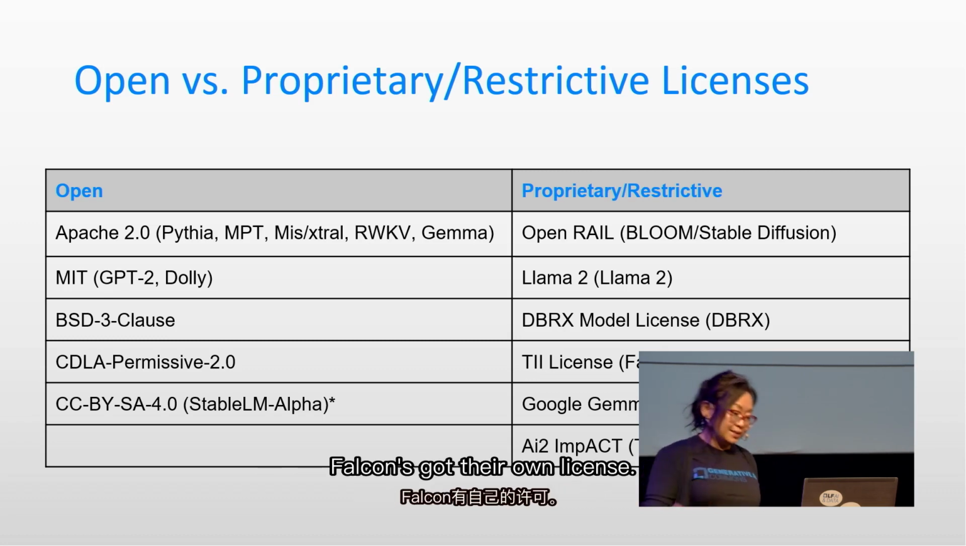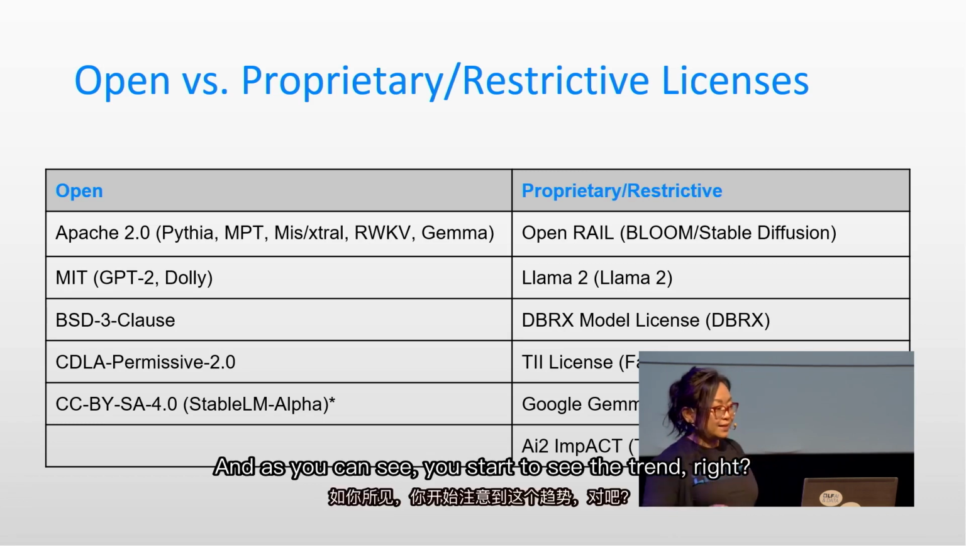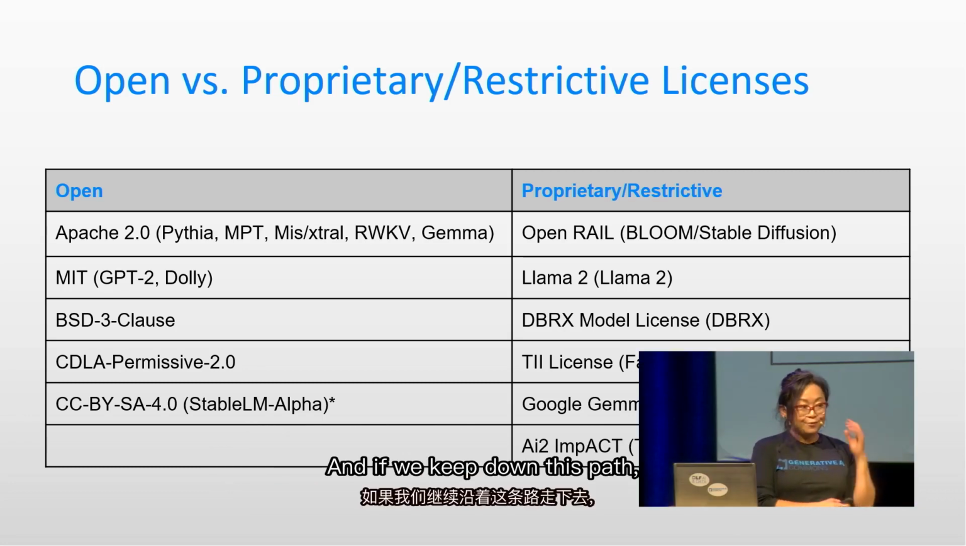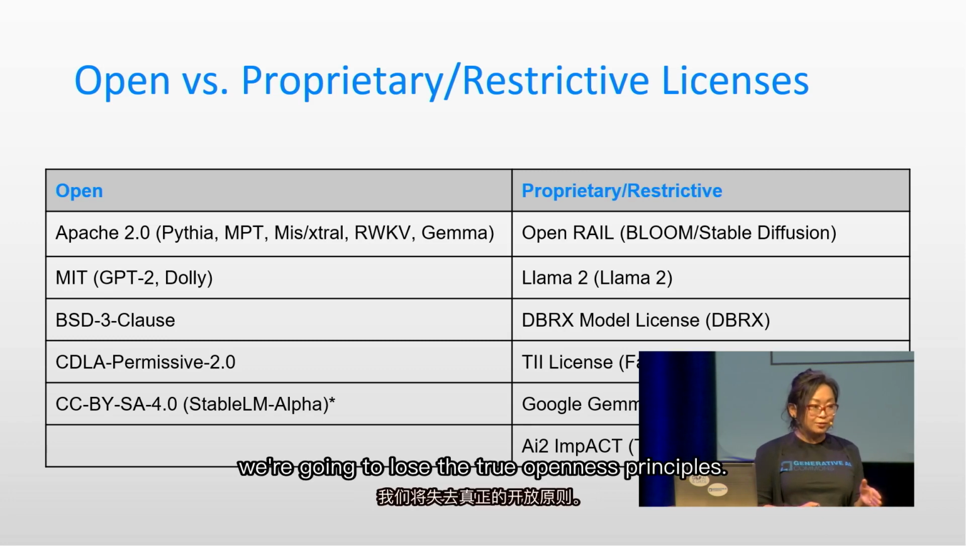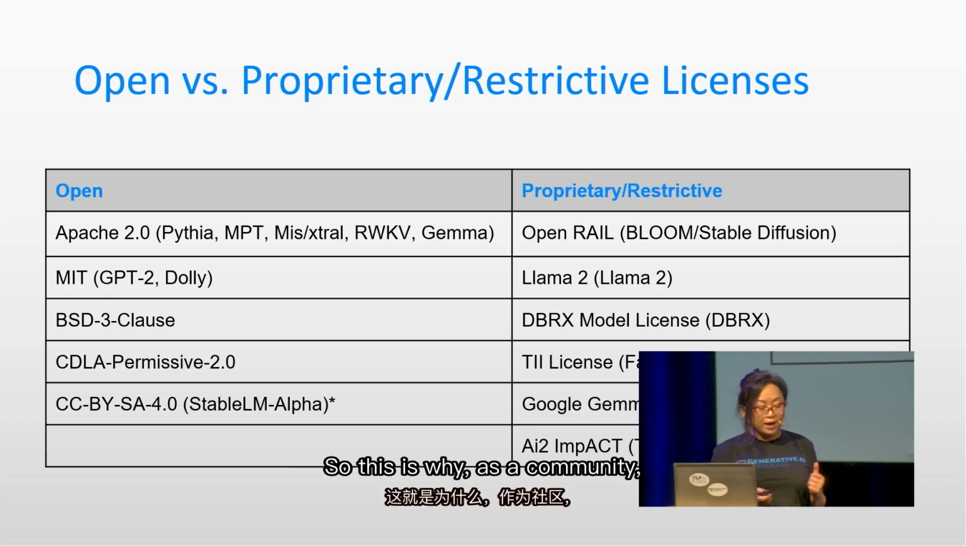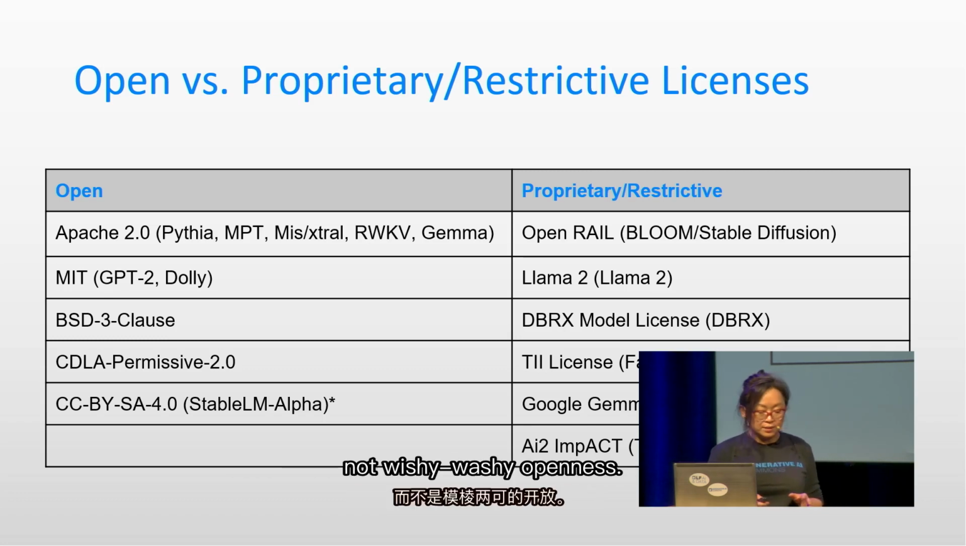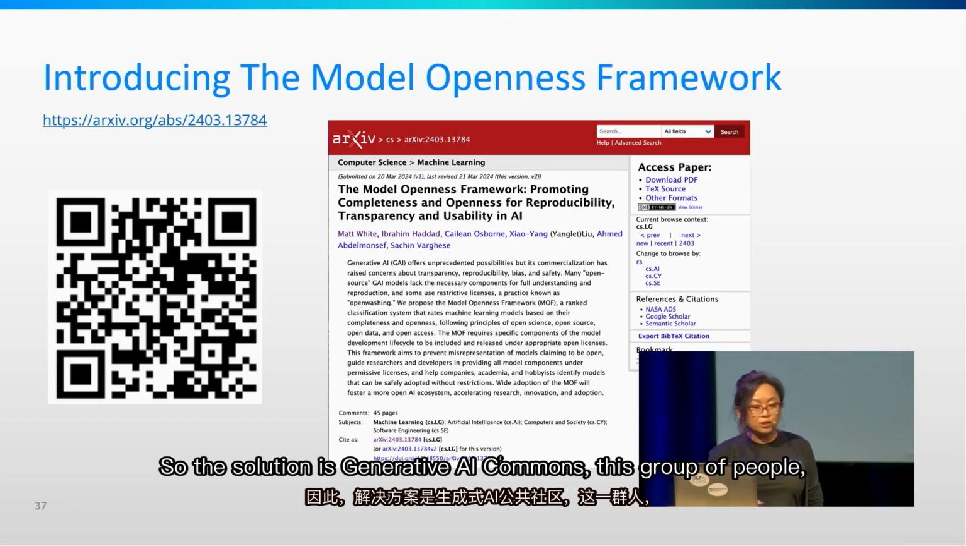Falcon's got their own license, Google's got their license, and as you can see, you start to see the trend, right? The AI model producers are creating their own special licenses to meet their own commercial needs, and then they call it open. And if we keep going down this path, we're going to lose the true openness principles. So this is why, as a community, we have to work together to support true openness, not wishy-washy openness. Okay, so the solution is Generative AI Commons.